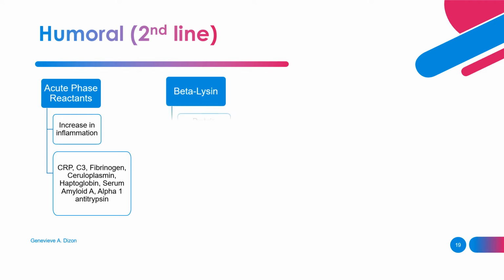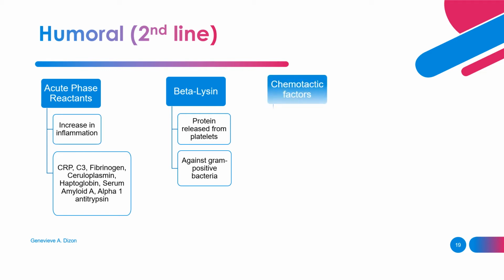The second type is the beta-lysine. The beta-lysine is a protein that is released from the platelets when they rupture. They rupture during clot formation. Beta-lysine is primarily active against gram-positive bacteria.